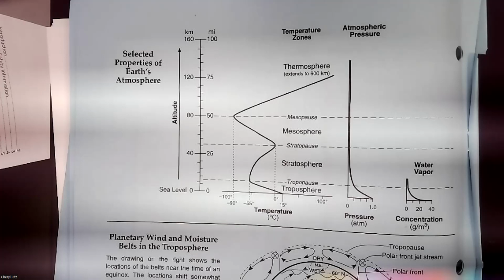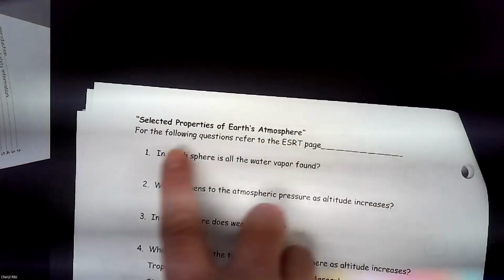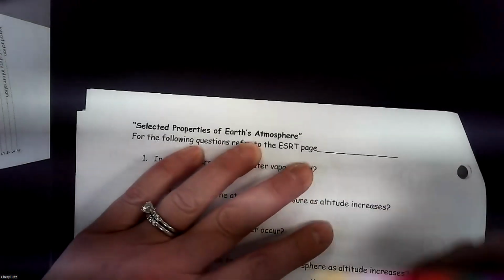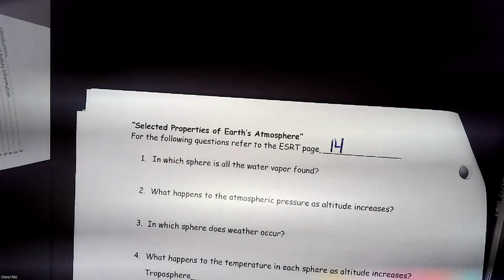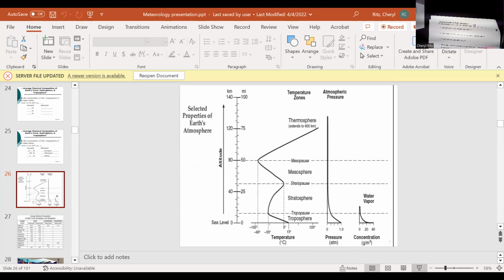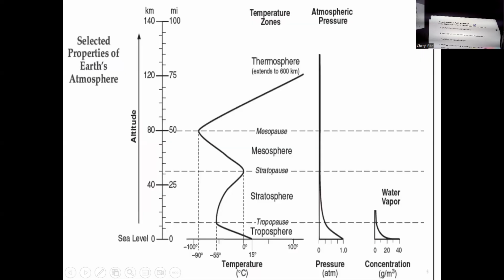So we want to use the top of page 14. In fact, in your packet, I'd like you to label that. It says, selected properties of the Earth's atmosphere. For the following questions refer to ESRT page 14. I'm going to pull this up on the PowerPoint just so it's easier to read. So this is the same reference table you have in your own reference tables.